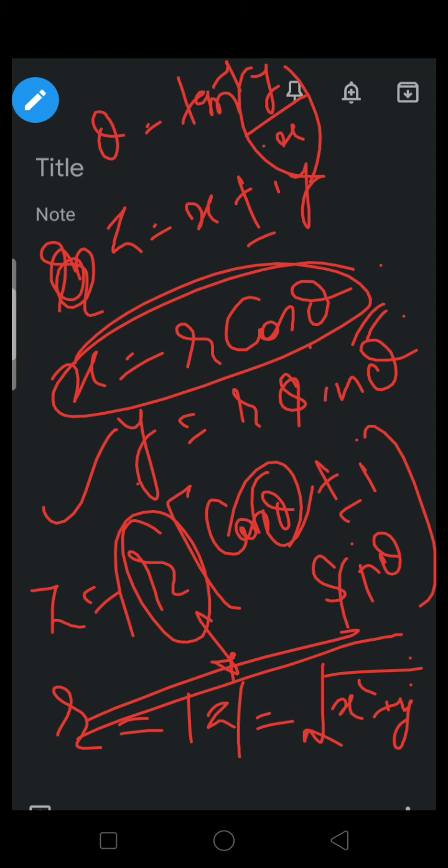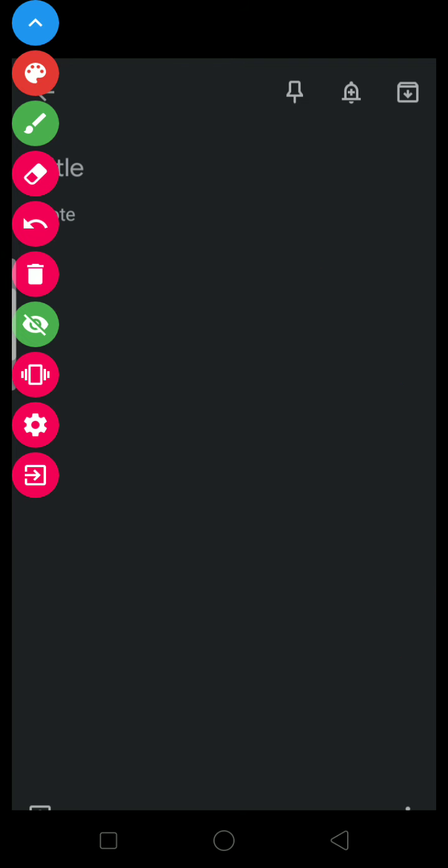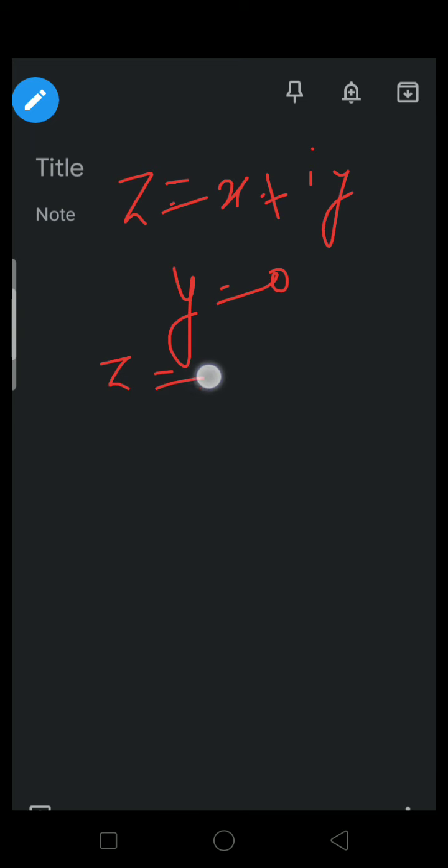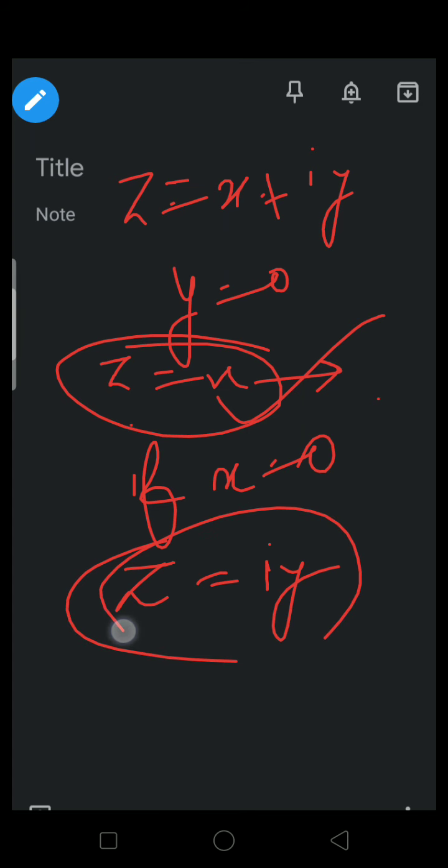Okay, now this is the complex number, and we have so many properties of complex numbers. Students, if you have a complex number z equals x plus iy, and the value of y is equal to 0, then z will be only x. At that time, the complex number is said to be a pure real complex number, because here we have only the real value, not any imaginary value. If x equals 0, then z will be iy only, and this complex number will be known as a pure imaginary complex number.